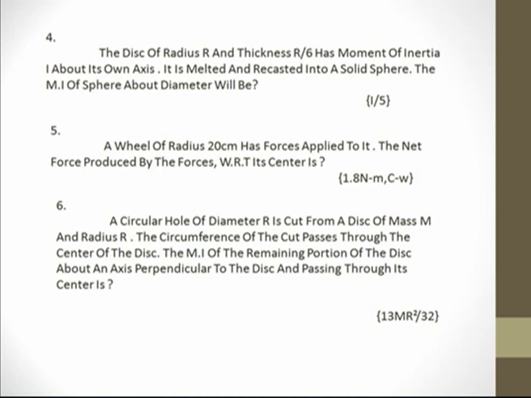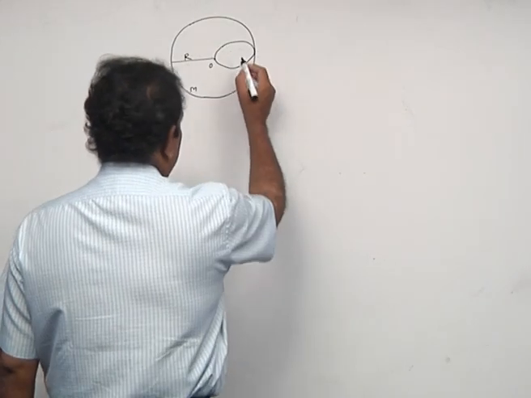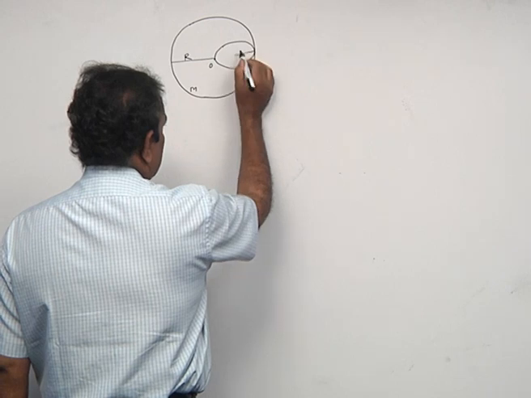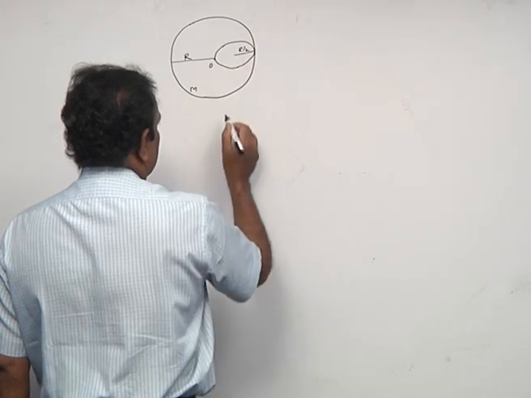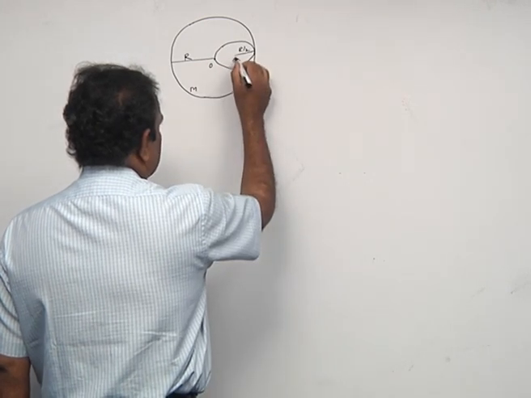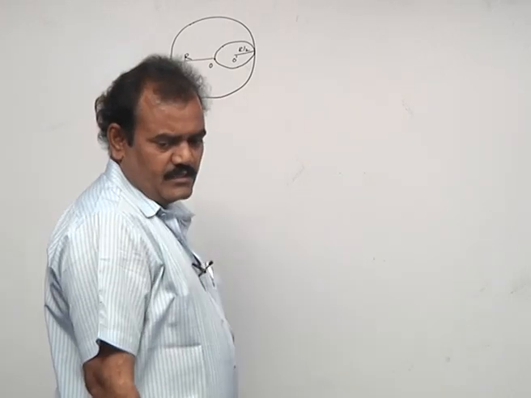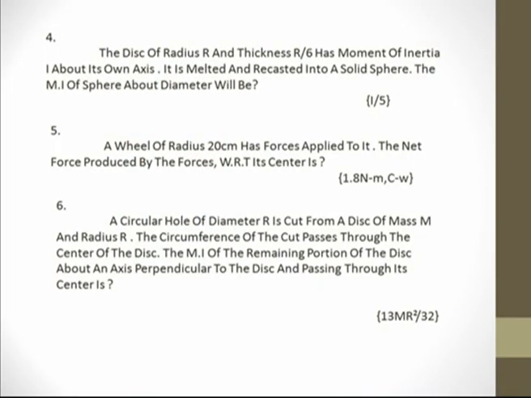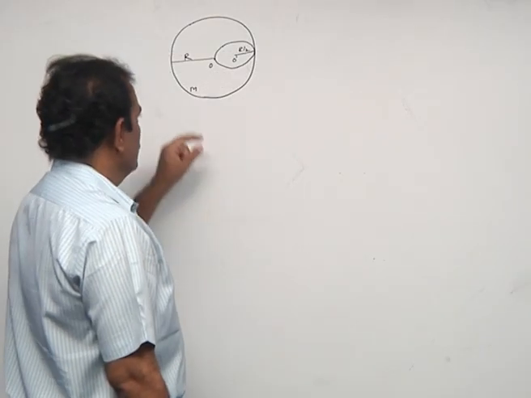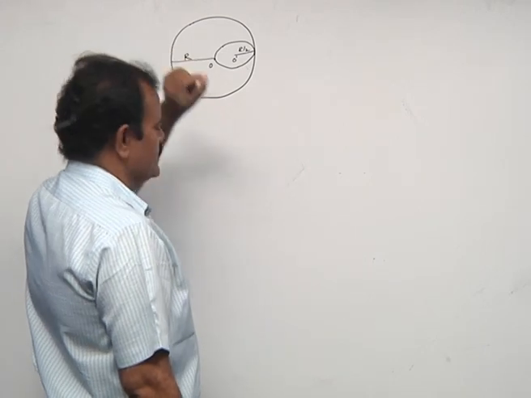So radius r is taken, and this can be taken as diameter r, which means its radius is r by 2 here. This can be the O, and this is taken as the O dash we consider. It is the O dash through the center of the disc. Find the moment of inertia of the remaining portion of the disc about an axis perpendicular to the disc and passing through its center. Now you are supposed to find out the moment of inertia about this O.